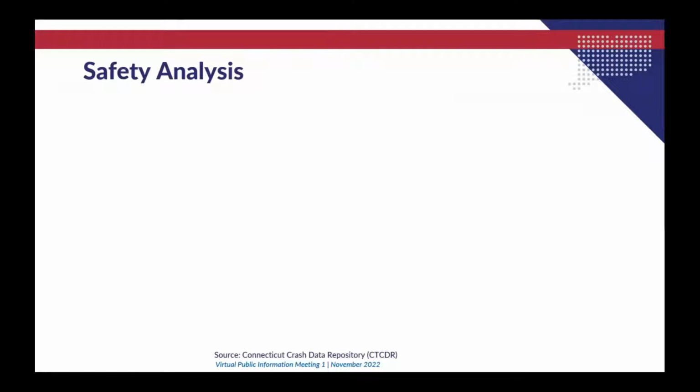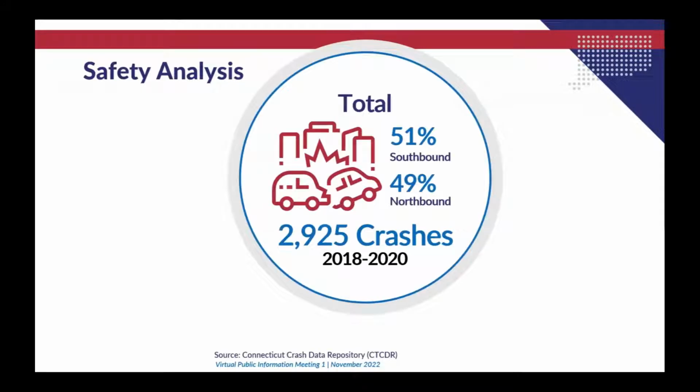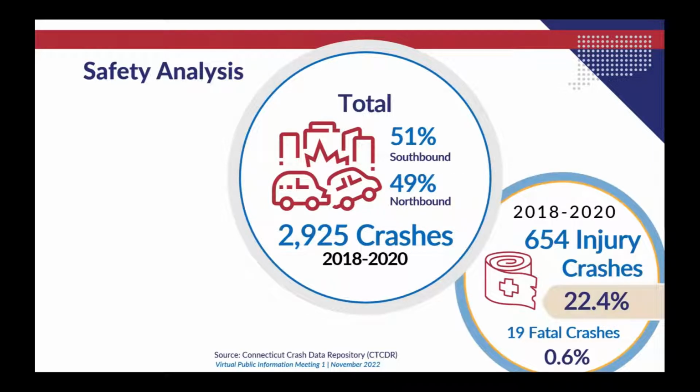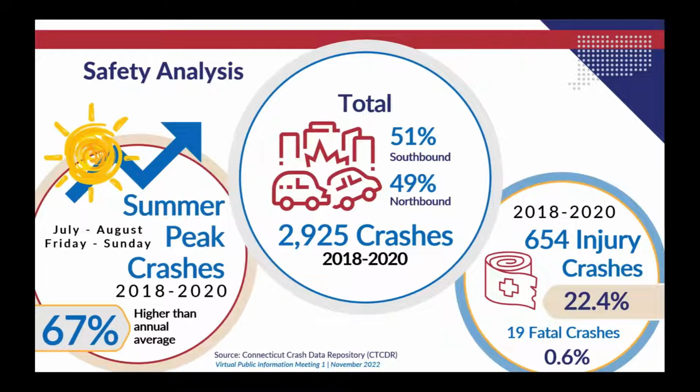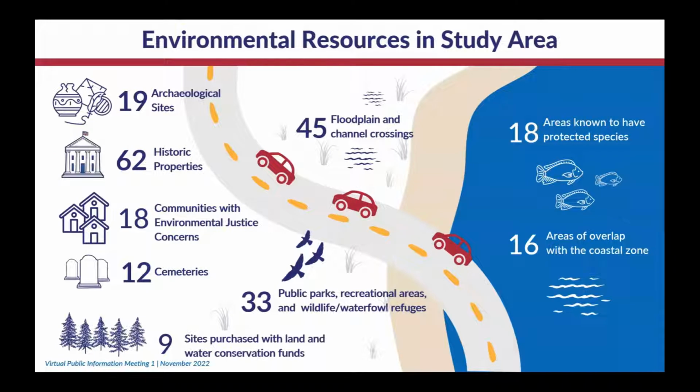Looking at the safety analysis. The safety analysis reviewed the Connecticut Crash Data Repository for 2018, 2019, and 2020. Over this 3-year period, there were 2,925 crashes with a relatively even split northbound and southbound. About a quarter of the crashes included an injury, and there were 19 fatalities. During the summer weekends, crashes were 67% higher than the annual average. I will now turn it over to Krista to discuss the environmental resources.